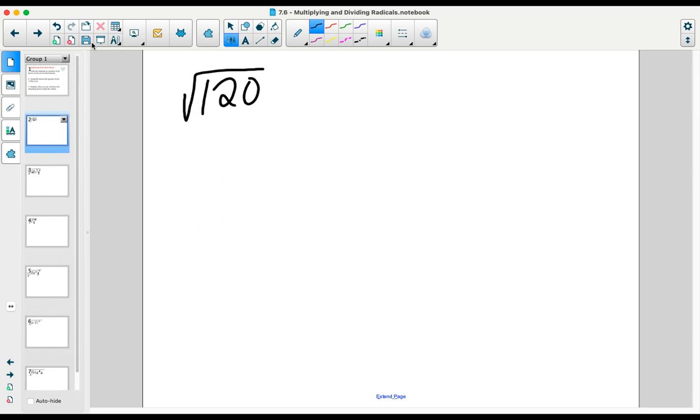This is an example that you probably have some familiarity with from previous classes. This is the square root of 120. And you've likely learned that the process for simplifying this expression is to identify the largest perfect square that goes into 120. And the largest perfect square that goes into 120, believe it or not, is 4.